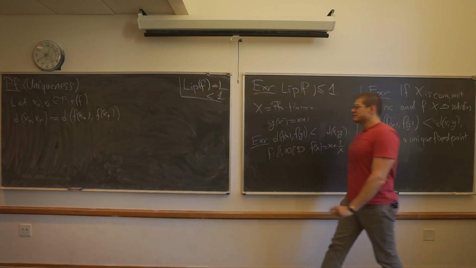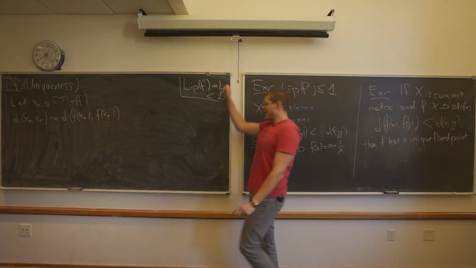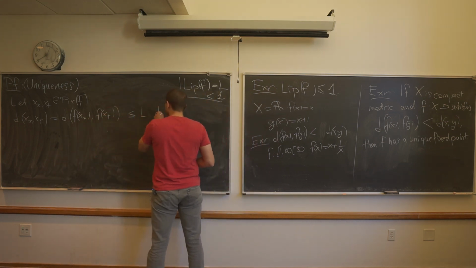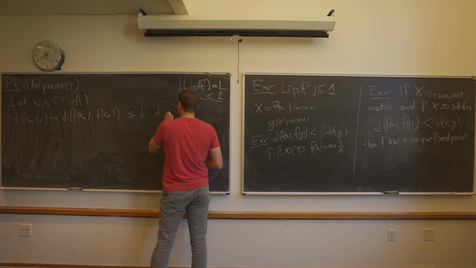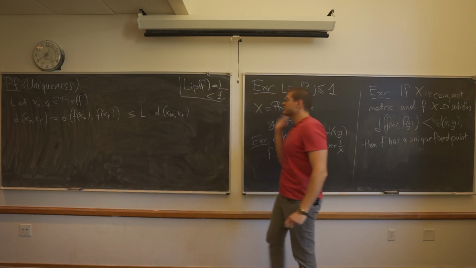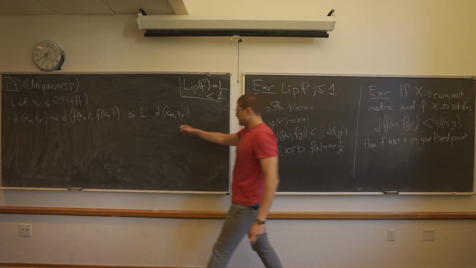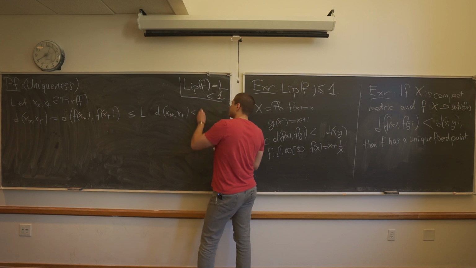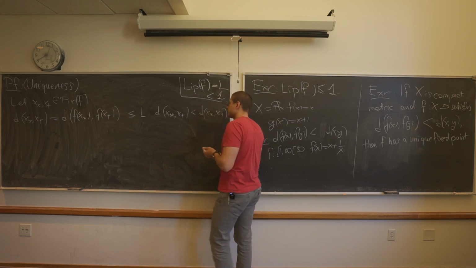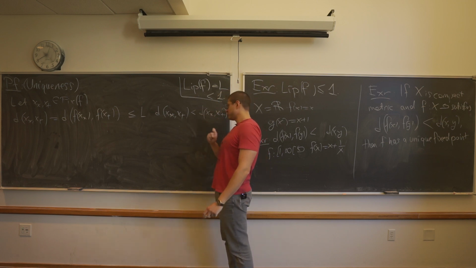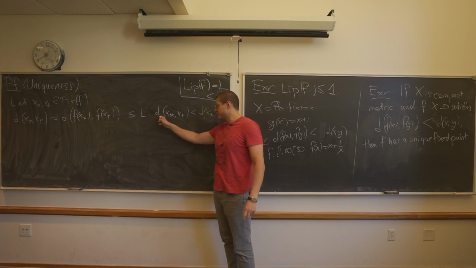But then f is Lipschitz with L as a constant, which means that this is bounded from above by L times d of x star comma x dagger. Now this number is strictly less than 1, which means that this number is strictly less than this, unless these two are in fact the same point, in which case this would be 0.